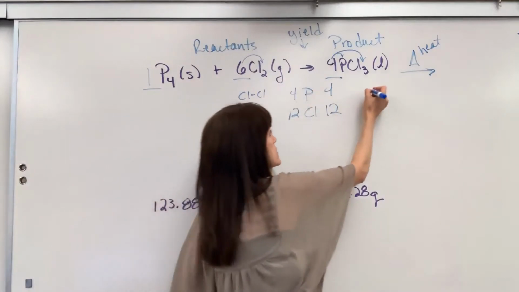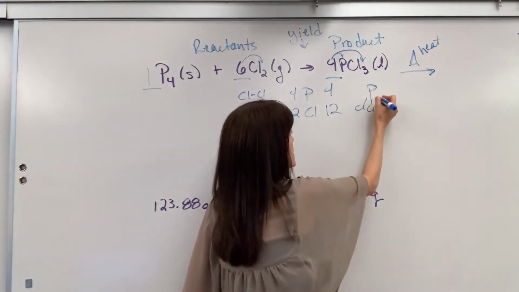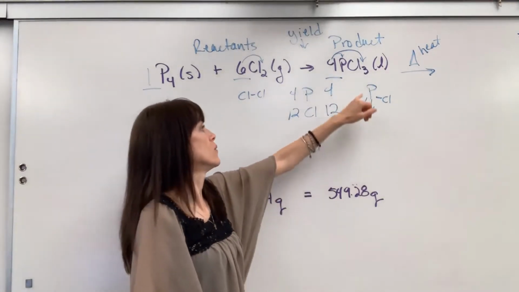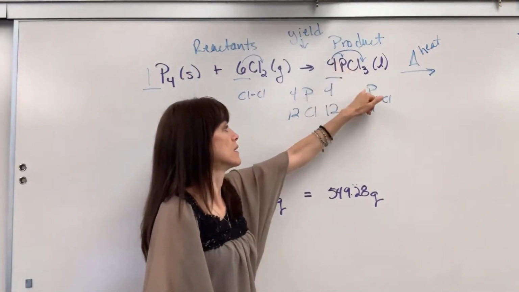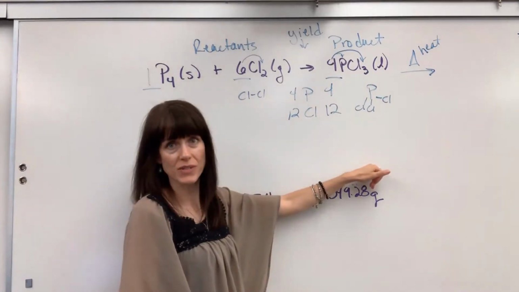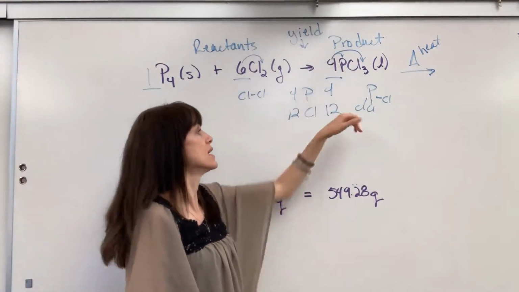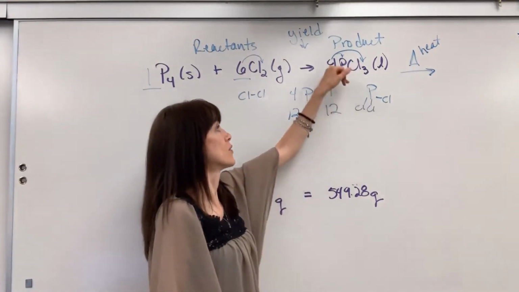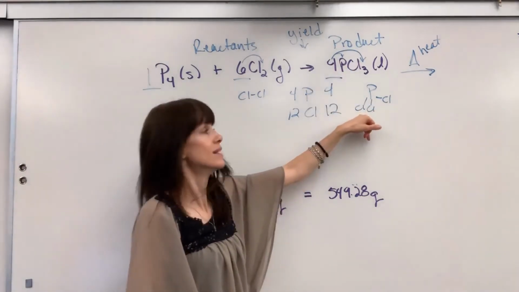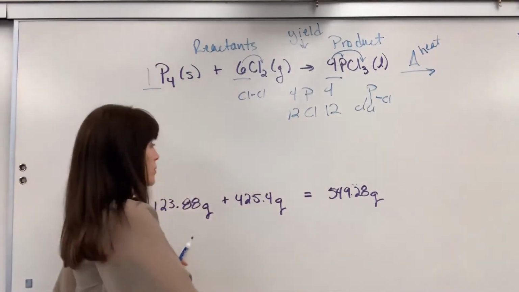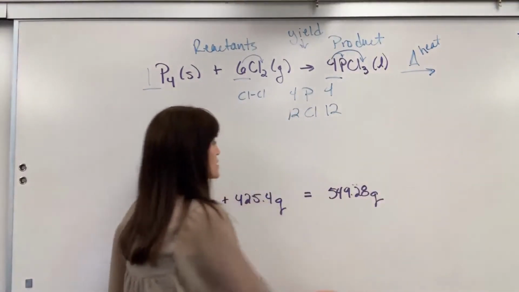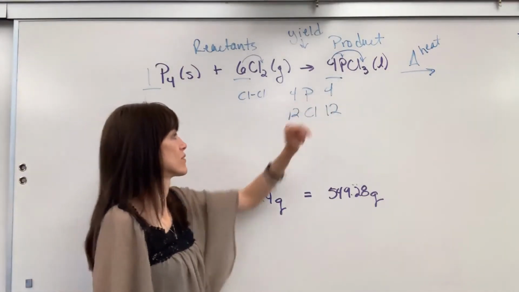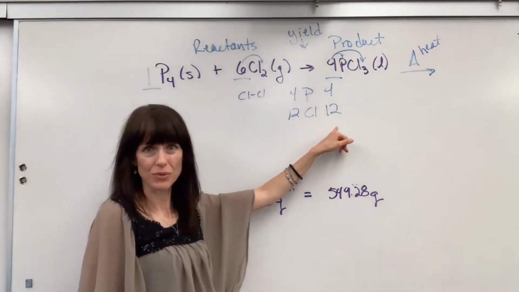And here, when I wrote down the phosphorus trichloride, I had 4 of them. So 4 times the 1 phosphorus in each molecule gives me 4 phosphorus. I've got 3 chlorines in 1 molecule. 4 molecules times 3 of those chlorines gives me 12. Now, the point on the conservation of mass, the atoms are equal. 4 phosphorus, 12 chlorine, 12 chlorine.